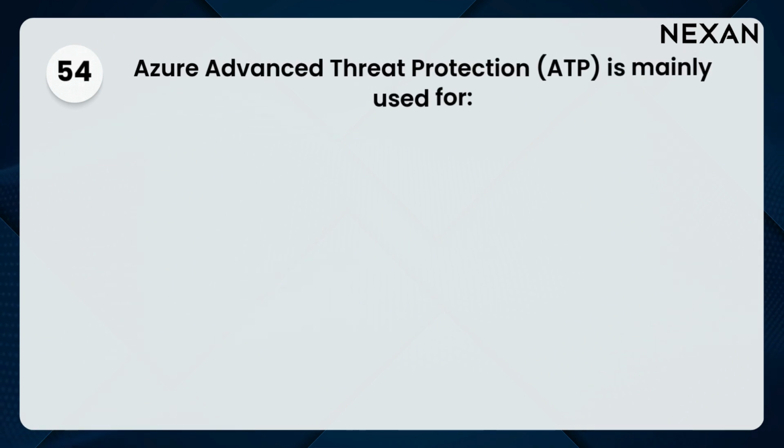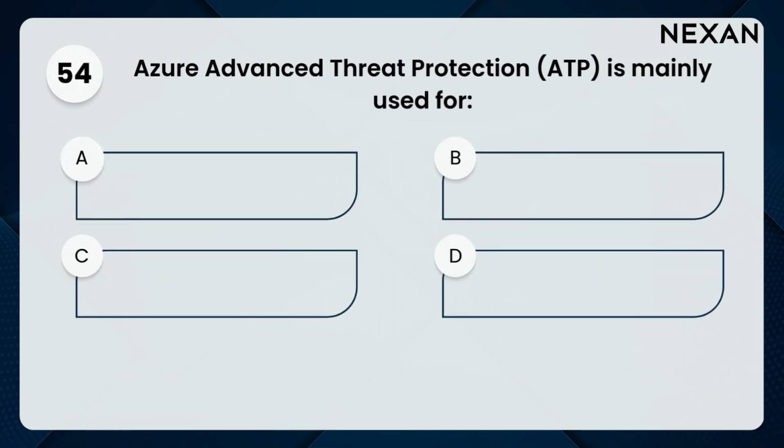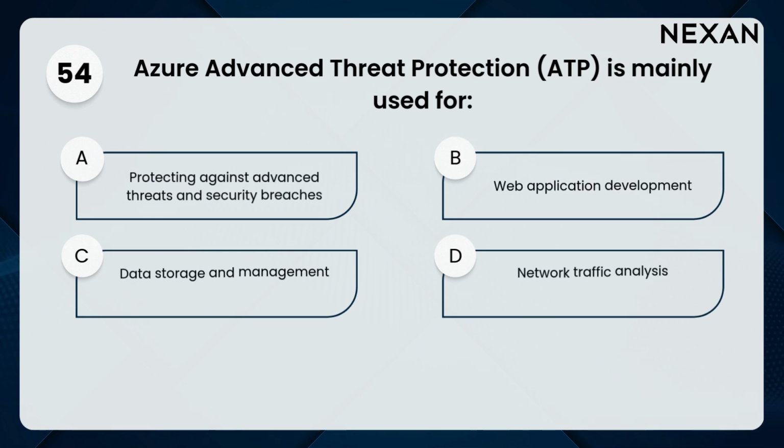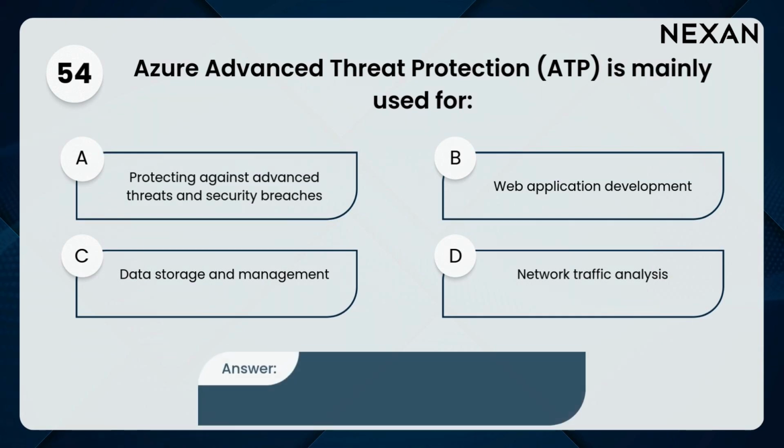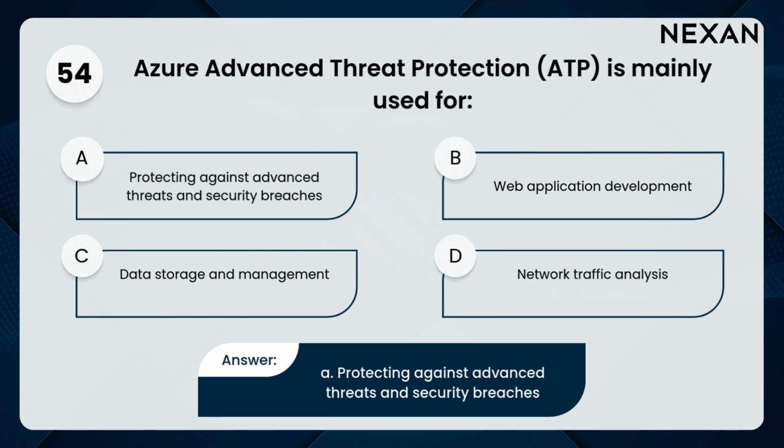54. Azure Advanced Threat Protection, ATP, is mainly used for A. Protecting against advanced threats and security breaches. B. Web application development. C. Data storage and management. D. Network traffic analysis. Answer: A. Protecting against advanced threats and security breaches.